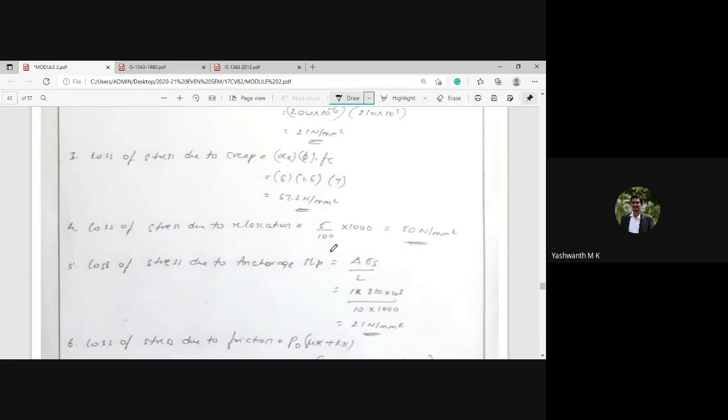These things you also come across in the case of pre-tension. The two more losses you will come across in the case of post-tension are the loss of stress due to anchorage slip. What is the formula?